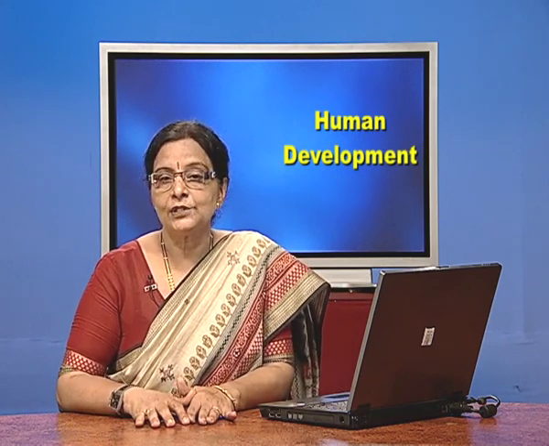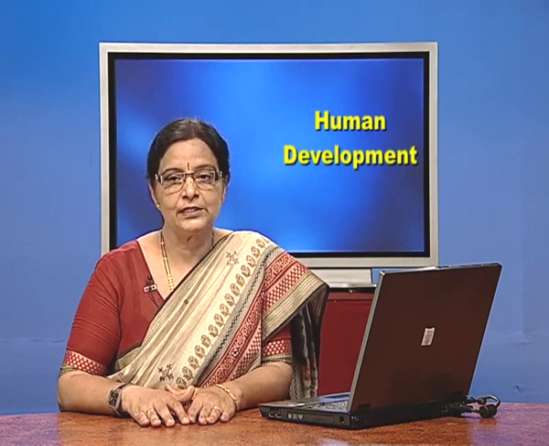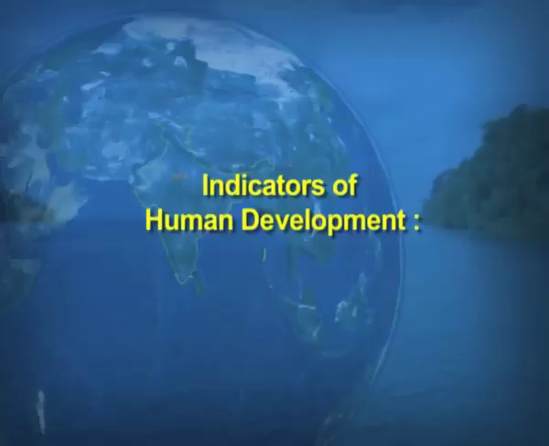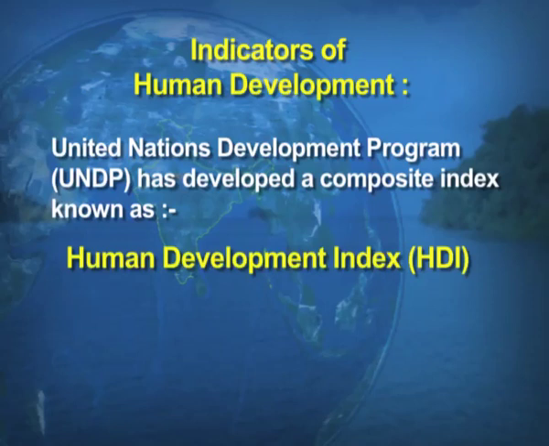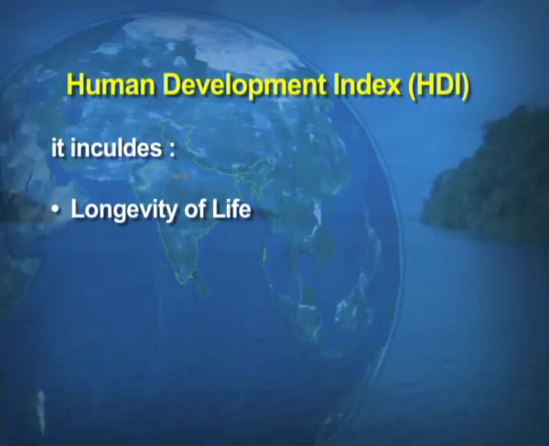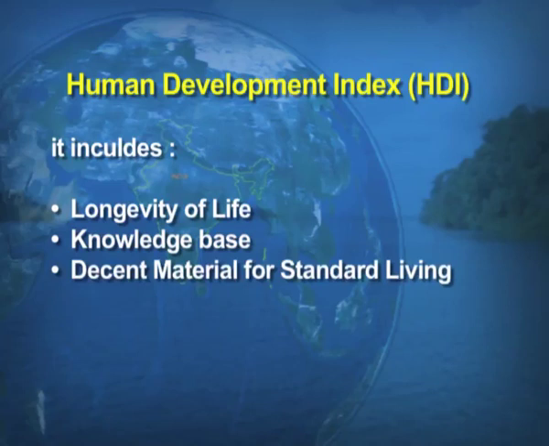Now, we talk about the indicators of human development. How can we say that a country or a state or a person is developed? UNDP, that is the United Nations Development Program, has developed a composite index which is known as HDI, which stands for Human Development Index. That index includes 3 things. 1, longevity of life. Number 2, knowledge base. Number 3, decent standard of living.